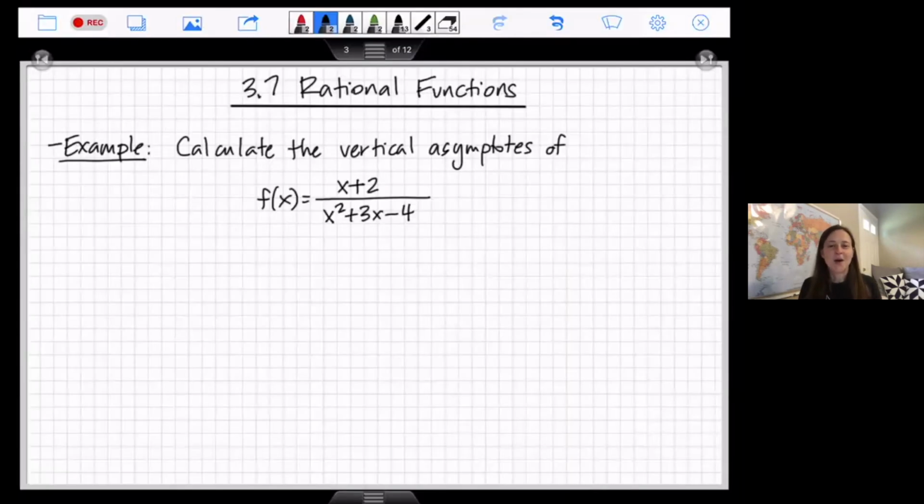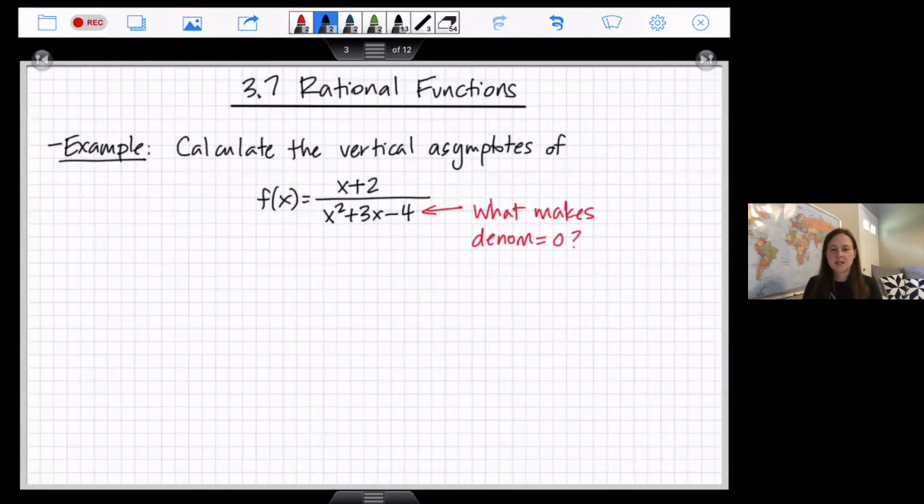All right, so I've asked you in this example to calculate the vertical asymptotes of this function. All you have to do to find the vertical asymptotes of a function is to set the denominator equal to 0. So what makes this equal to 0? And this is going to feel a lot like what we did to find the domain of a rational function. And it's pretty much the same procedure. The notation at the end is just slightly different.